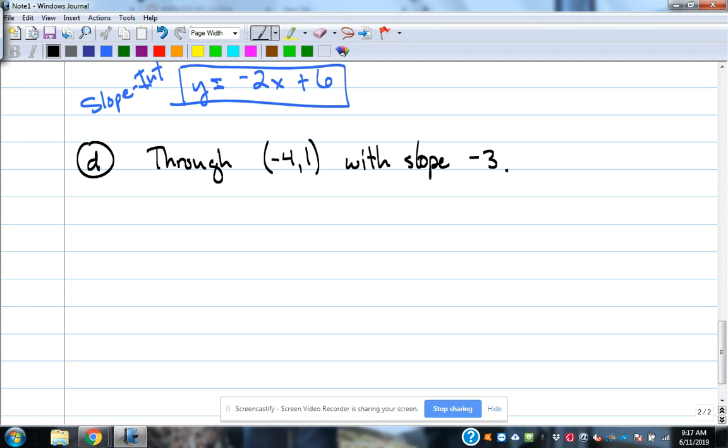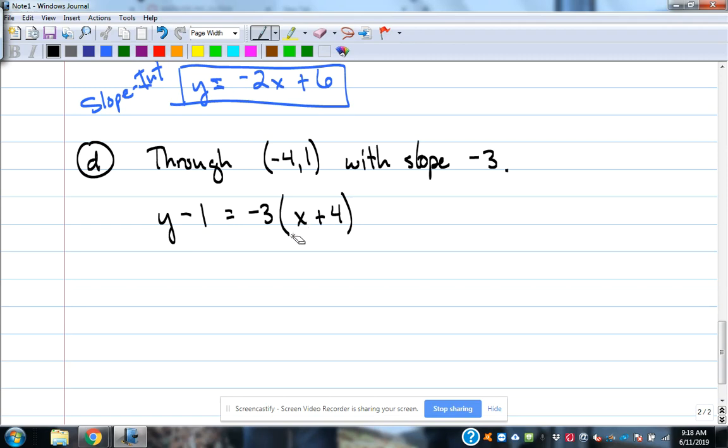Same idea. We're going to start with point slope form, and we're going to check that and convert it into slope intercept form. So y minus y1, so that'd be y minus the 1 from the ordered pair. Y minus 1. The slope is -3, so I'm going to put that in the front parentheses. And it would be x minus -4, but that's a double negative, so that's going to turn into x plus 4.